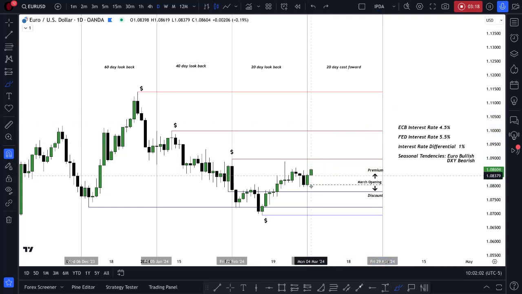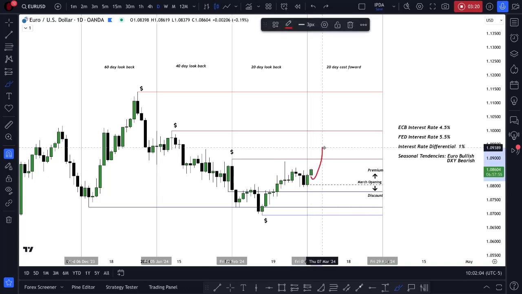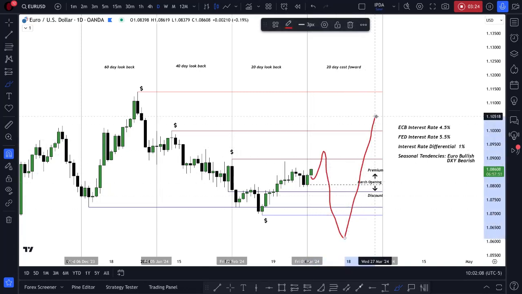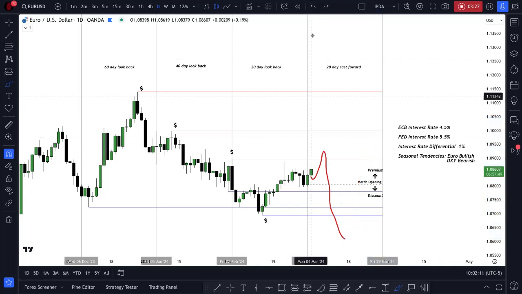Another scenario is that price probably comes up, breaks a swing high, and continues to sell off instead. And then we could potentially go back up again. So we can have a false break on two sides.